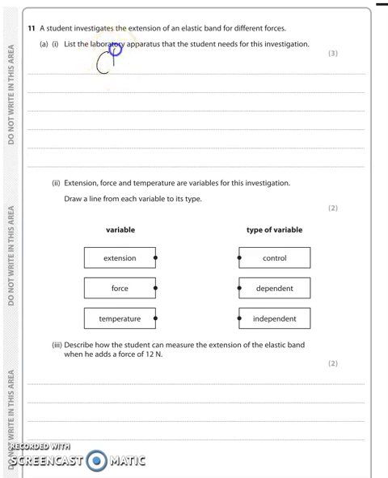Well, you could say you needed a clamp stand, because you've got something to put the elastic band on. What else do we need? Well, we need a ruler, something to measure the extension with, and we need weights. So those are the three that we would need.